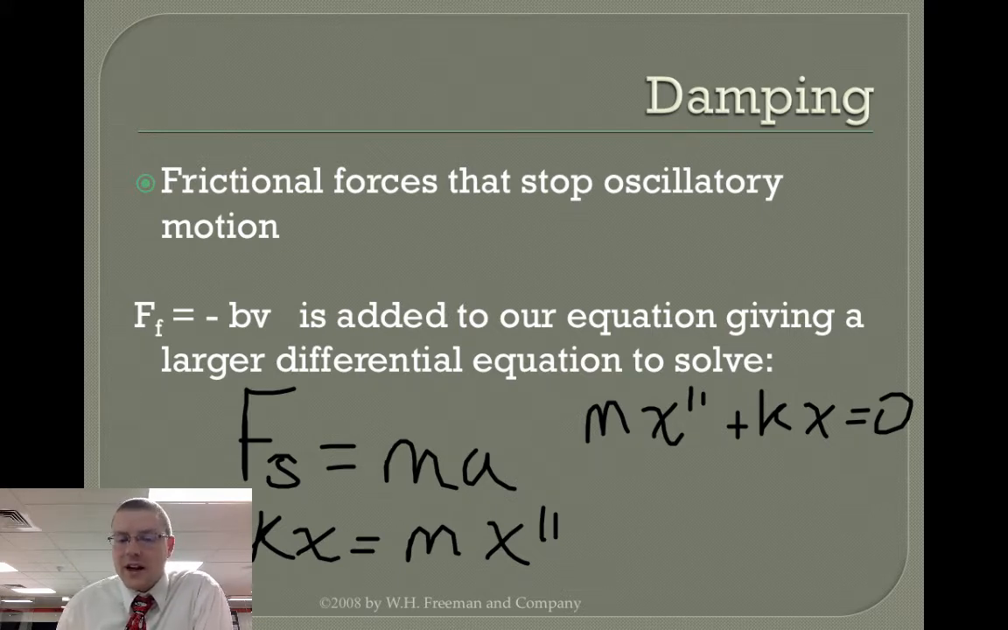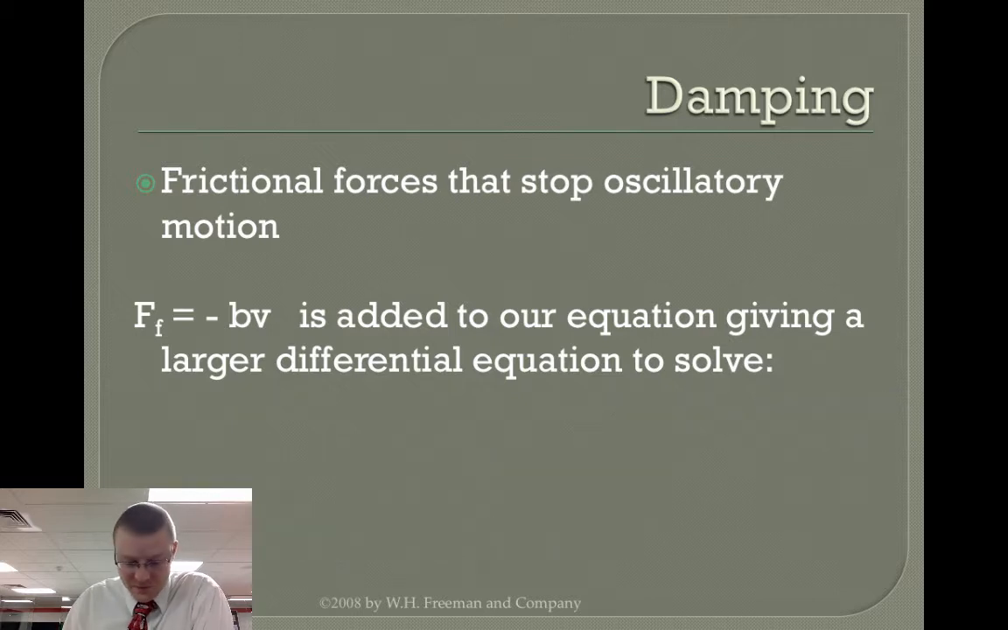With damping, we've got to add in one extra piece here. In a damped oscillation, the frictional force is proportional to negative bv, b being a proportionality constant and v being the speed of your object as it moves through a fluid. So it's added to the equation to make a larger differential equation that we need to solve. So if we look at a drawing of this.